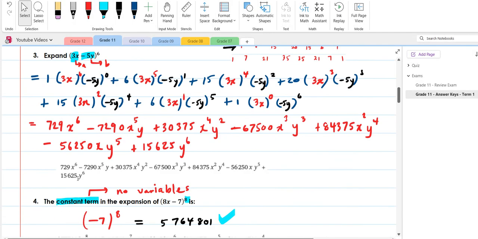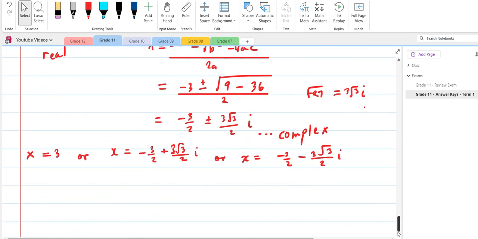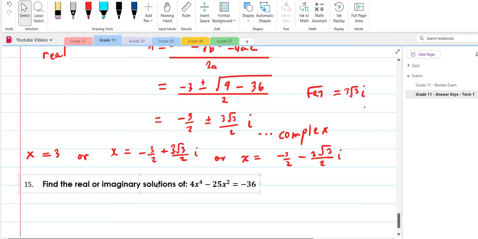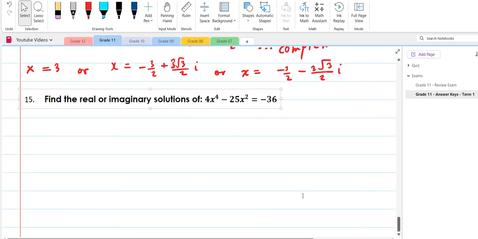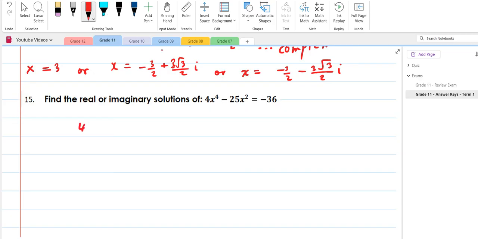Question number 15, what we have here is: find the real or imaginary solutions of. When you find the real or imaginary solutions of. So if you're looking at this quadratic, we can call it a quadratic because if we bring everything over, we got 4x to the power 4 minus 25x squared plus 36 is equal to 0. Now we can think of this as a quadratic function because it's only 3 terms, right?